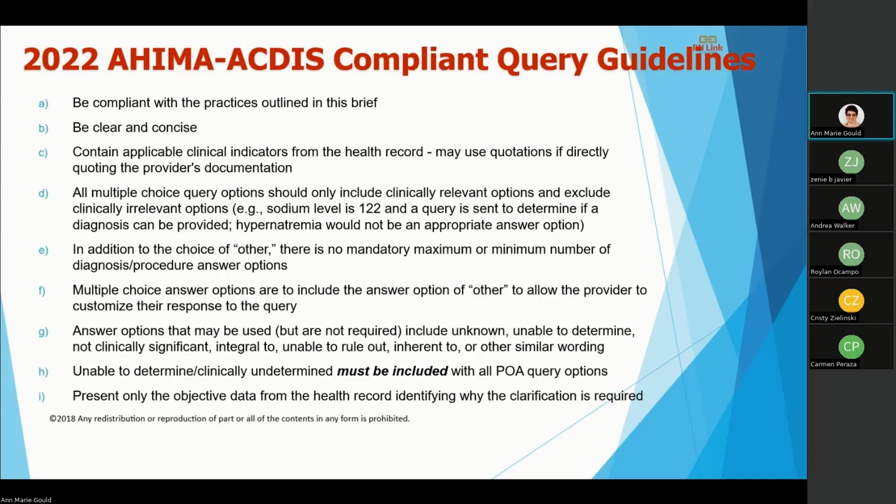So for AHIMA's CDIP, you go according to their guidelines for recertification. If you have a CCDS, you go according to what ACDIS guidelines are for recertification. Okay. All right. Got it. Thank you. You're welcome.